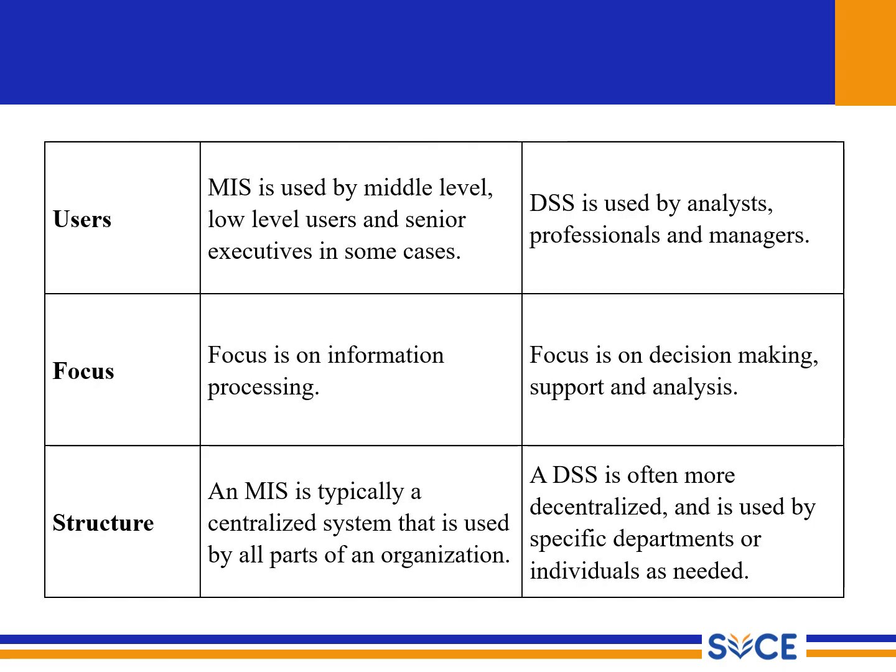For user level, MIS is used by the middle level and low level users and by senior executives in some cases. DSS is used by analysts, professionals, and managers. MIS focuses on information processing, while DSS focuses on decision making and support analysis. For structure, MIS is typically a centralized system that is used by all parts of the organization. While the decision support system is often more decentralized, and it is used by specific departments or individuals as needed.